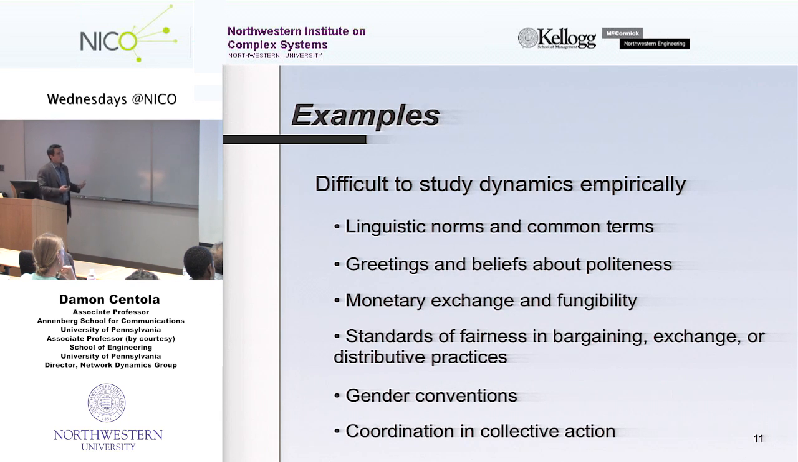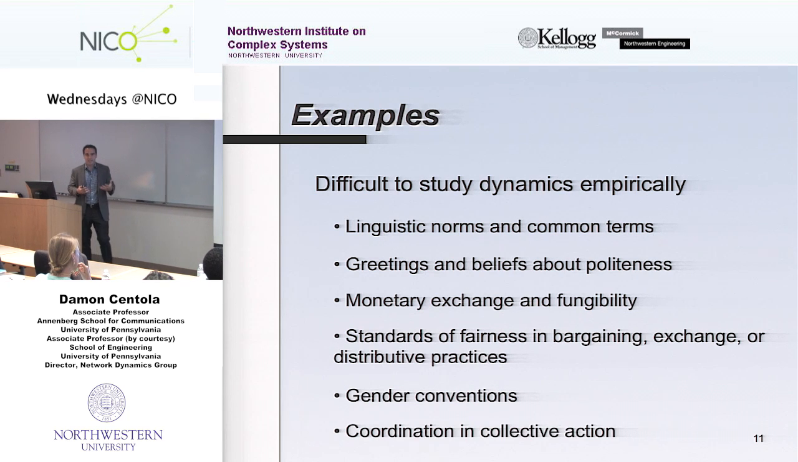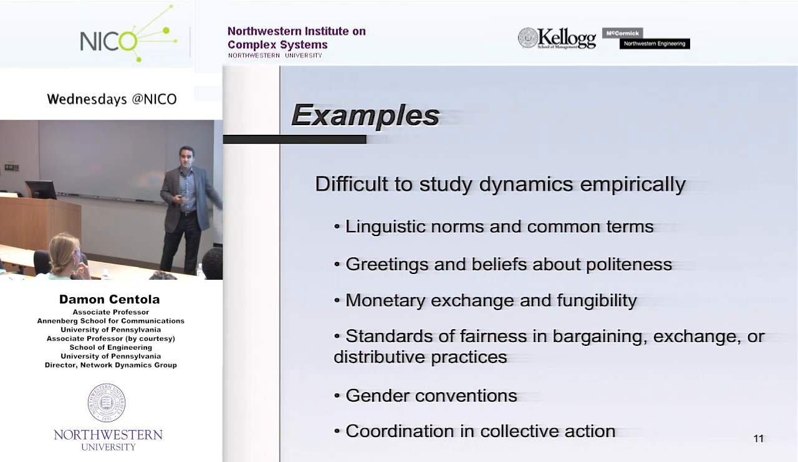Now, the problem I'm going to focus on today is how we would ever study this kind of thing empirically. It's an incredibly hard problem for the obvious reason that any single norm we'd want to pick to study that would be interesting has already gone through a significant evolutionary process. It's hard to get this thing from scratch to see how it evolves off the ground. So when we think about linguistic conventions, norms about monetary exchange, standards of fairness, gender conventions, also coordination and collective action, there are long histories that people are engaged in.